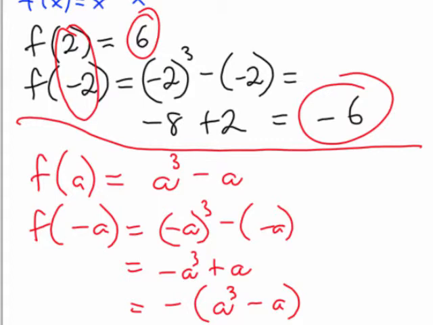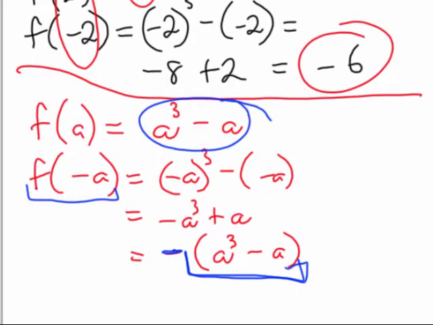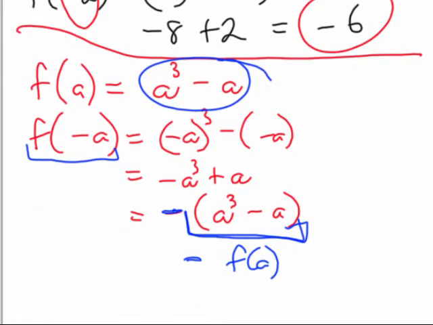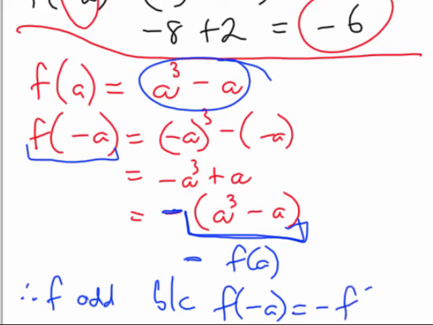And the reason I wrote it like that is because I have shown that f of negative a is equal to the negative of, what's this piece right here? It's this, it's f of a. See what I've done? I've shown that f of negative a is equal to negative f of a. And that's how you show oddness of a function. So let's make our statement. Therefore, f is odd because f of negative a equals negative f of a.